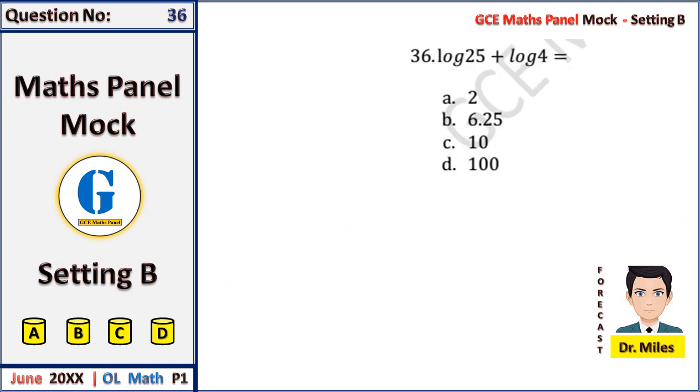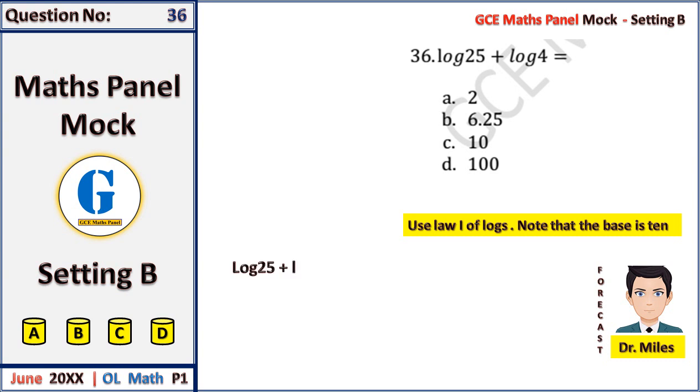36. Log 25 plus log 4 equals, using law 1 of logarithms, note that the base here is 10 since it's not indicated. So log 25 plus log 4 equals log 100. And log 100 is the same as log 10 to the power 2, base 10. You can bring the 2 in front. And log 10 base 10 is equal to 1. So 2 times 1 gives us 2. The result is 2.